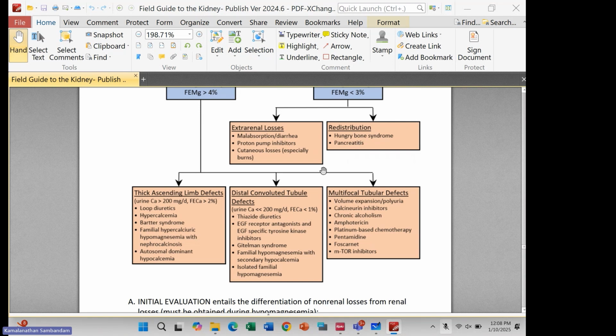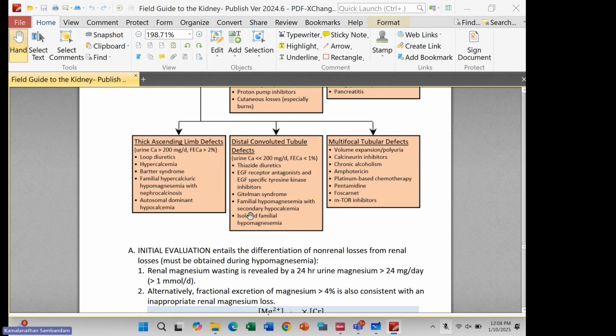And then we have the extrarenal losses. One that is very common is intestinal loss of magnesium through inhibition of magnesium transport in the gut with the use of proton pump inhibitors. Okay, then we'll go through in our conversation the various renal magnesium wasting syndromes, and they can, in broad strokes, be divided into thick ascending limb defects, distal convoluted tubule defects, and then defects in multiple tubular segments.